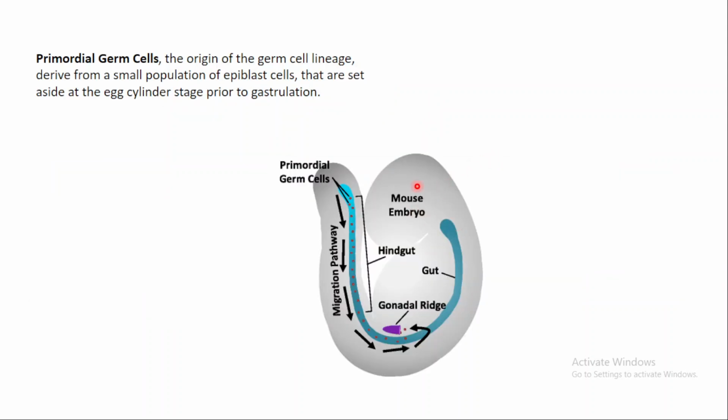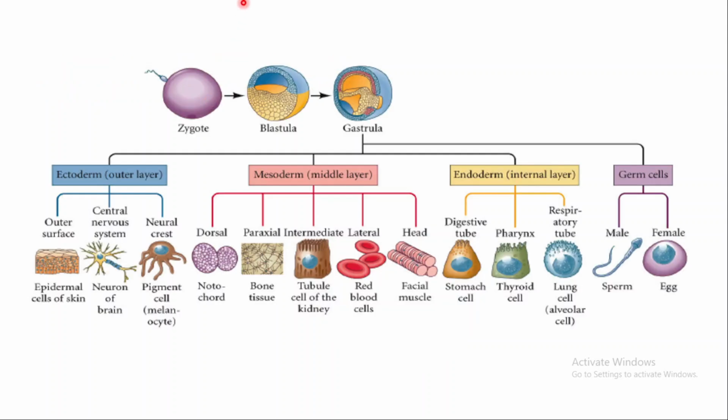So here is an example which shows the location of primordial germ cells in a mouse embryo. So this is the gut, gonadal ridge, and primordial germ cells migrate from the hindgut and go and store themselves in the gonadal ridge. So primordial germ cells are specified very early, even before formation of three layers.